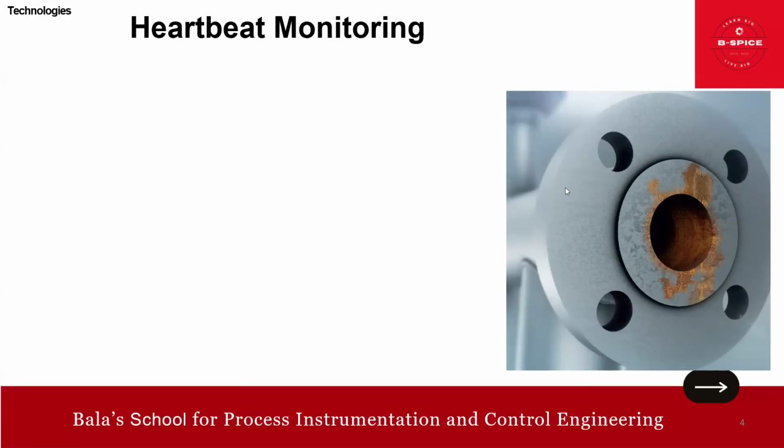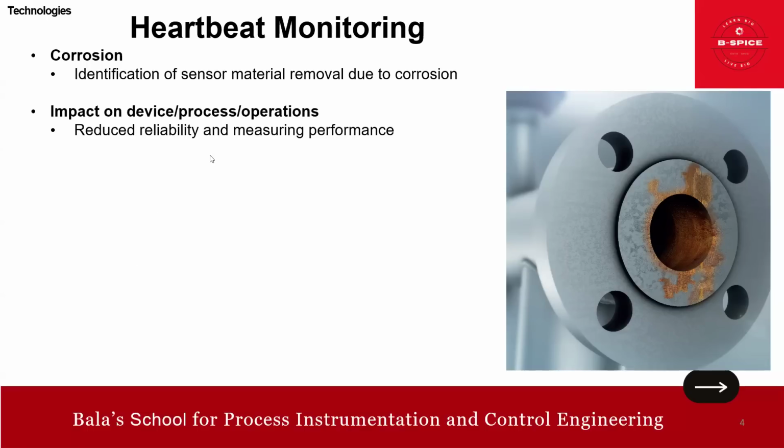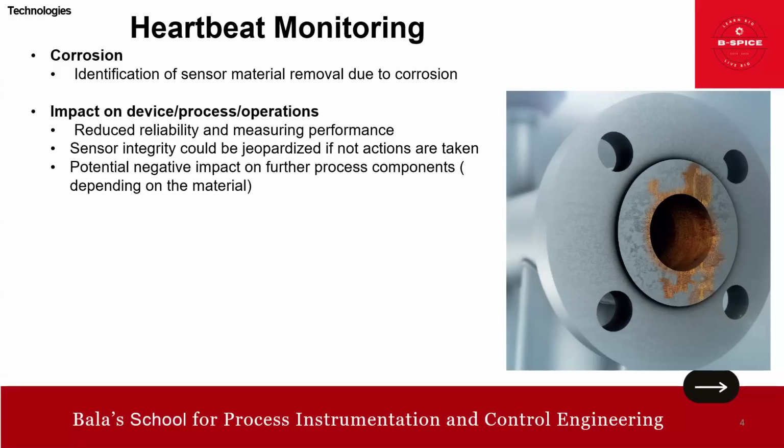Corrosion. As you can see here, this is your flange. It could be a pipeline flange, or a transmitter flange, right? So the corrosion has happened. This is identification of sensor material removal due to corrosion. It is all corroded here. So what is the impact if corrosion occurs? Reduced reliability and measuring performance, isn't it? Sensor integrity could be jeopardized if no actions are taken. There is also a potential negative impact on further process components, depending on the material.